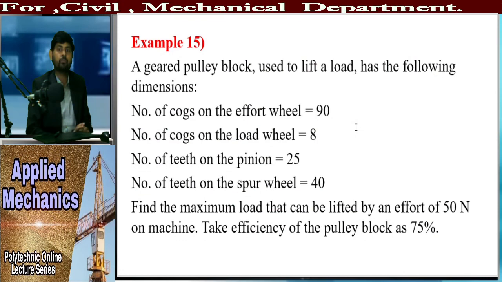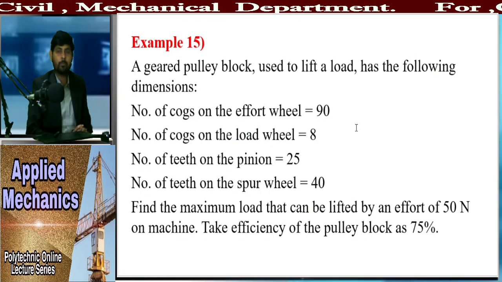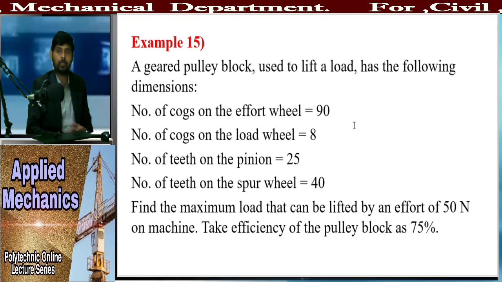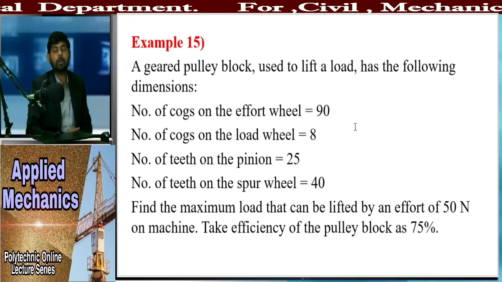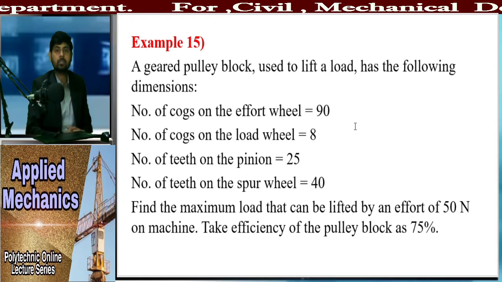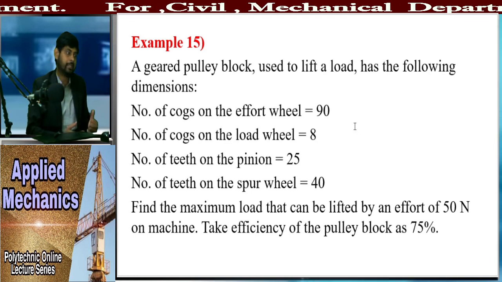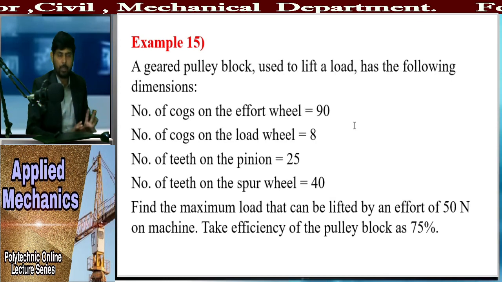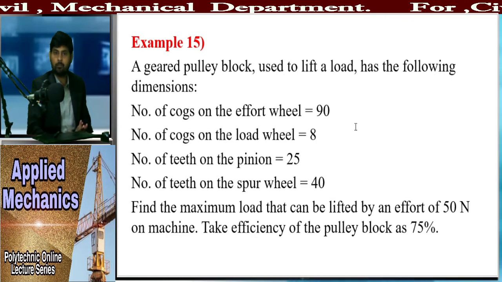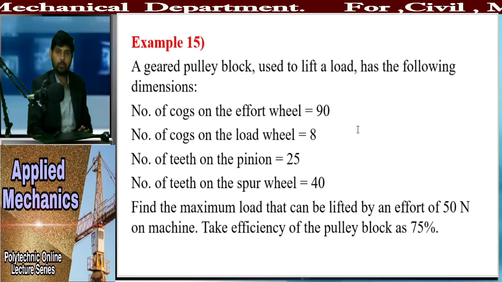In total we have 8 simple lifting machines. First one is the simple wheel and axle. Second is the differential wheel and axle. Third is the worm and worm wheel. Fourth is the simple screw jack. Fifth is the single purchase crab winch. Sixth is the double purchase crab winch. Then the Weston differential pulley block and the geared pulley block. So these are all the 8 machines we have discussed in this chapter, along with problems based on them. So here our chapter number 2 is over.